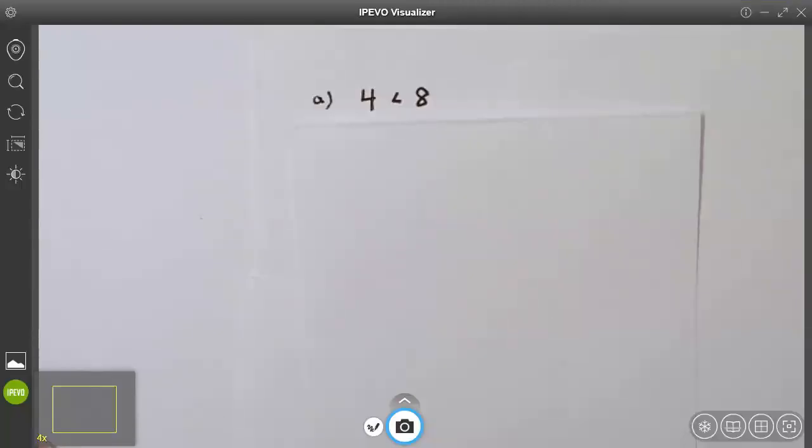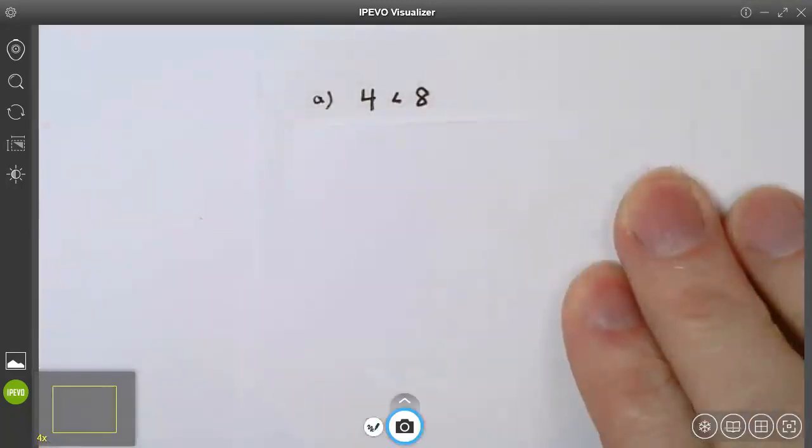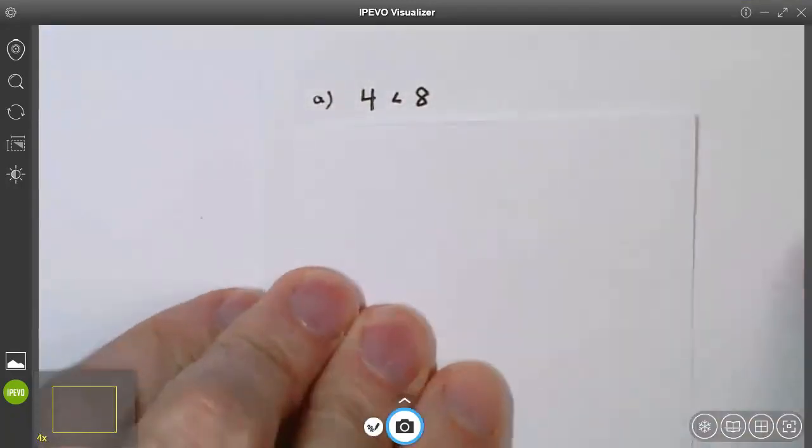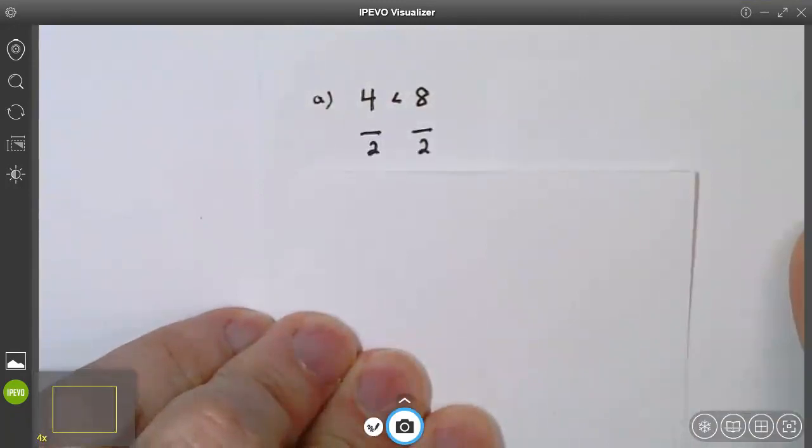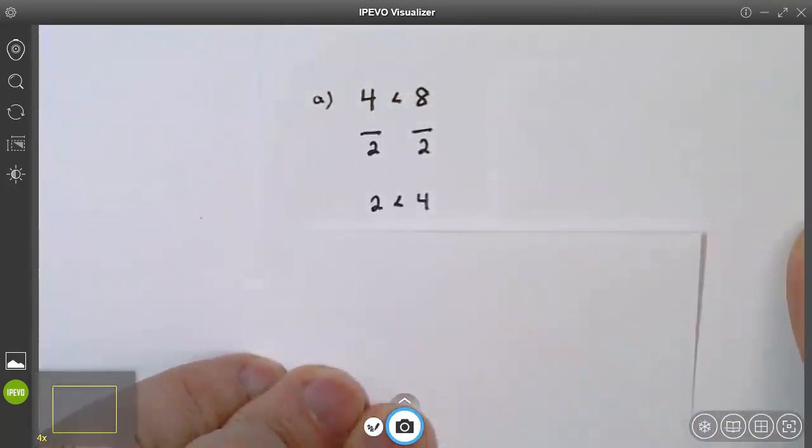This video is lesson 1 on solving inequalities. In example A, we have a true statement, 4 is less than 8. If I divide both sides by 2, I get 2 is less than 4. That is a true statement.